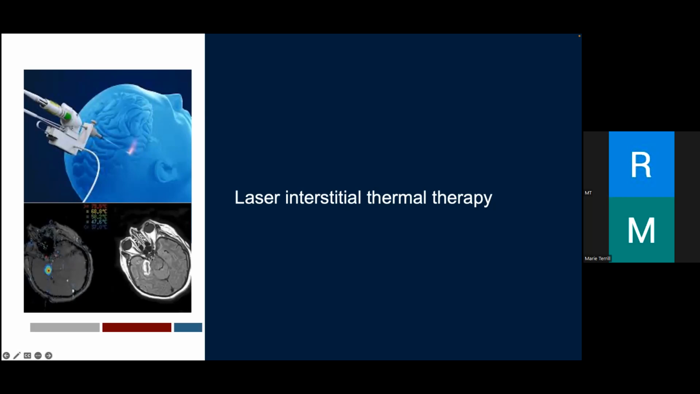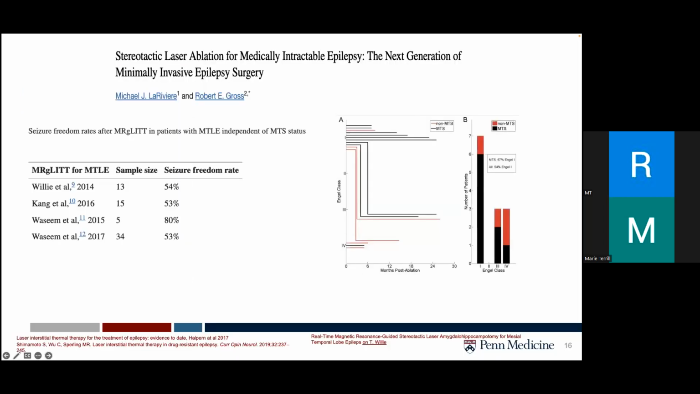In 2007, FDA granted approval for LIT for epilepsy surgery, marking an important milestone, making this a viable treatment option for epilepsy. Now, LIT has been primarily used for the treatment of mesial temporal lobe epilepsies, which is the most common form, but it's also been applied to other focal epilepsy syndromes and lesional epilepsies, which we'll take a look at as I go through the presentation.